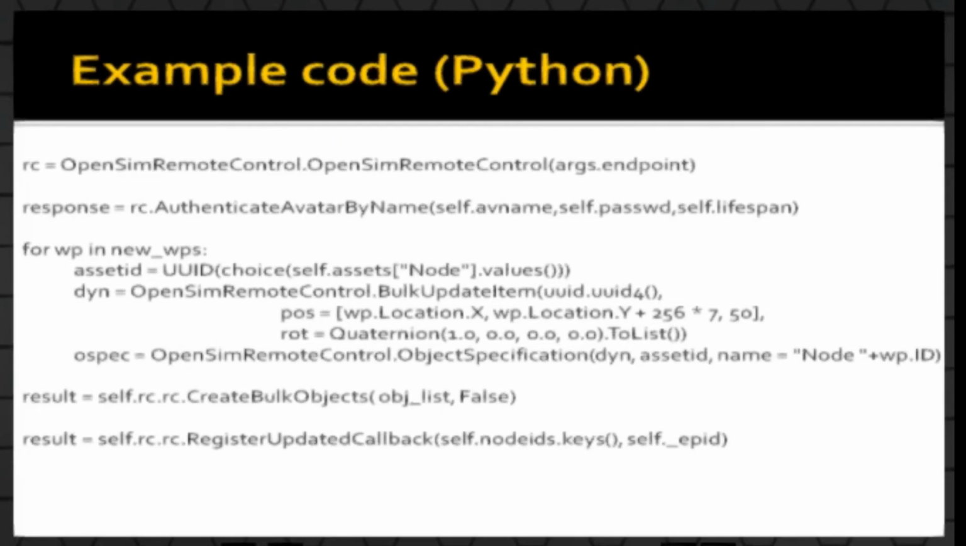This is in the beginning when I connect and I already have a traffic model and I want to show it in world. So I just create all the objects in world. And the other thing is that you can enhance these objects with the possibility of calling back. That's the register updated callback, saying for all of these objects, if something changes, please call me back, my script. And this script can be running anywhere.